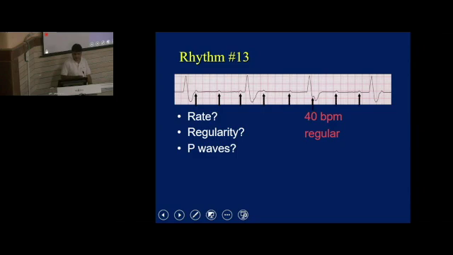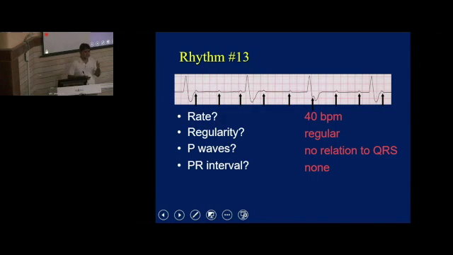You see, there is no association between P and QRS complex. No relation to QRS complex. They are occurring independently, right? PR interval: because there is no recognizable R wave, there is no normal QRS complex here, so we cannot call this an R wave. So we say there is no recognizable PR interval here.